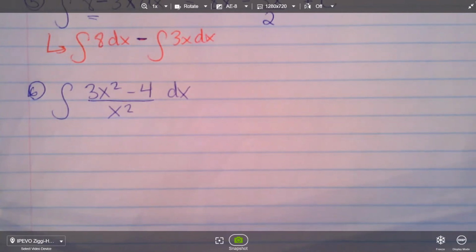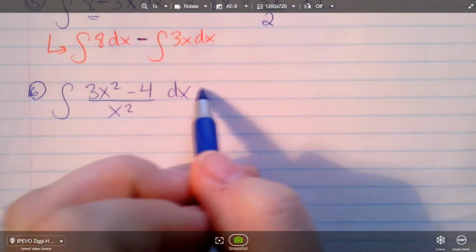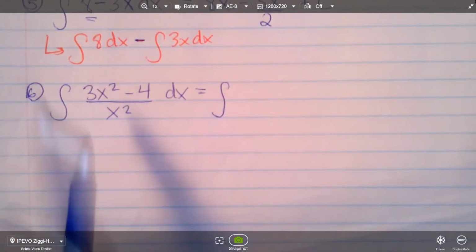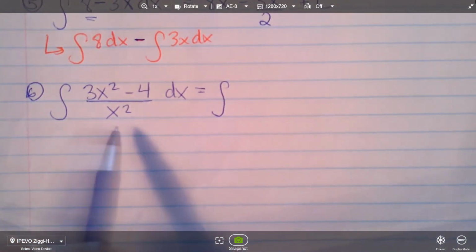So what are we supposed to do? Well, like I said, we have to simplify first. Is there something that can be done here? Yeah.